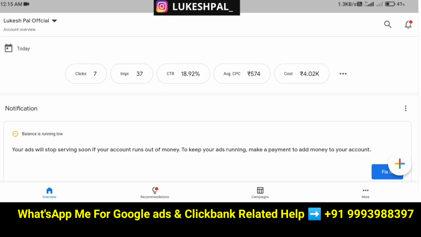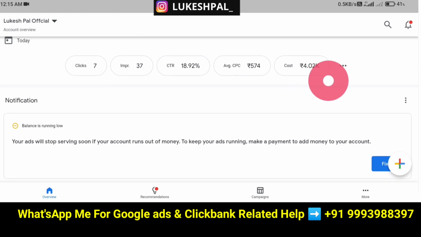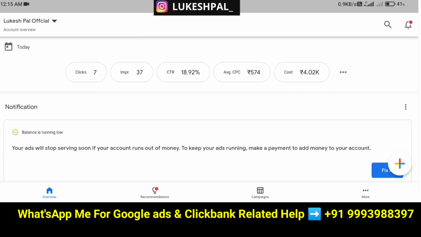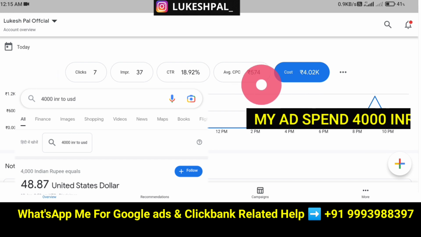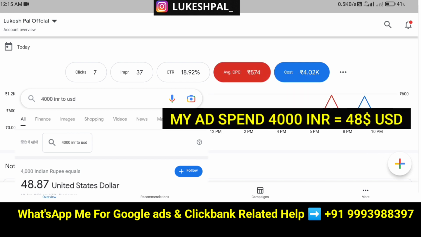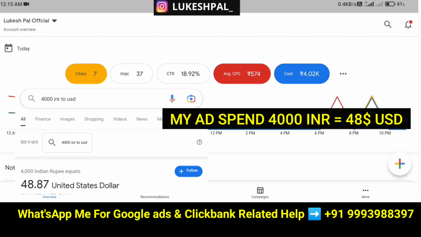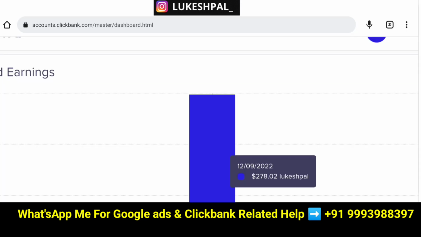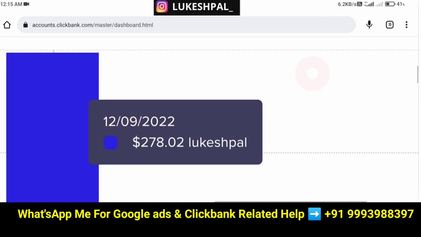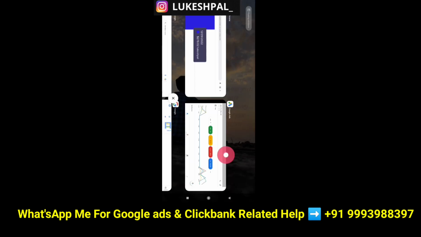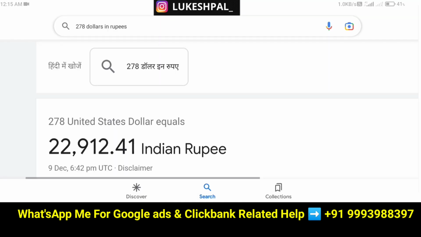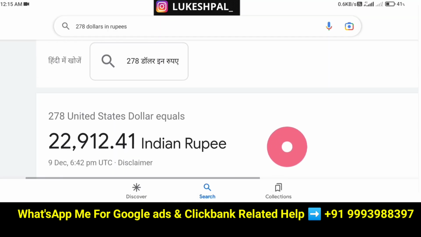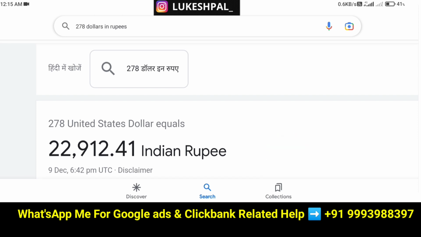You can see I got 7 clicks, 37 impressions, and my ad spend was 4000 INR. This is around $48 to $49 in USD. My CPC is around 574 INR. You can convert this INR into USD using Google. So guys, I spent around $48 on Google Ads and I made $278. So you can calculate my profit.